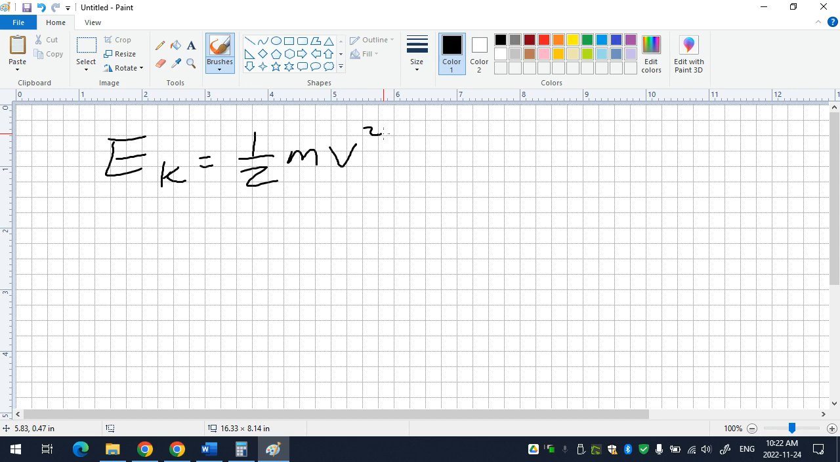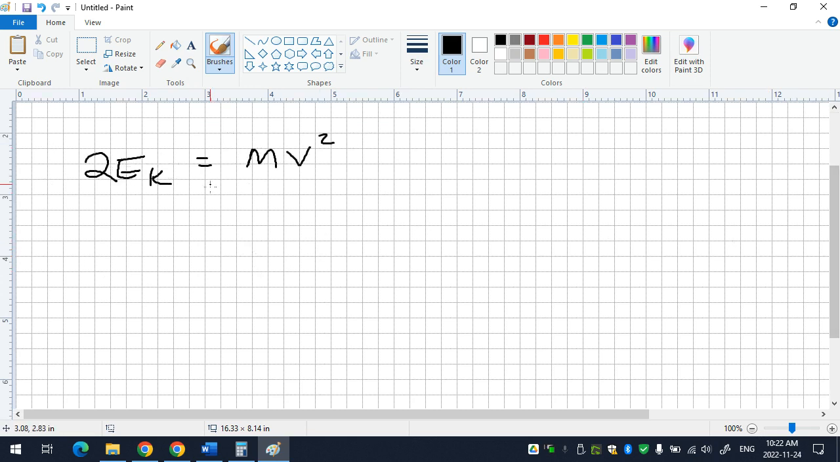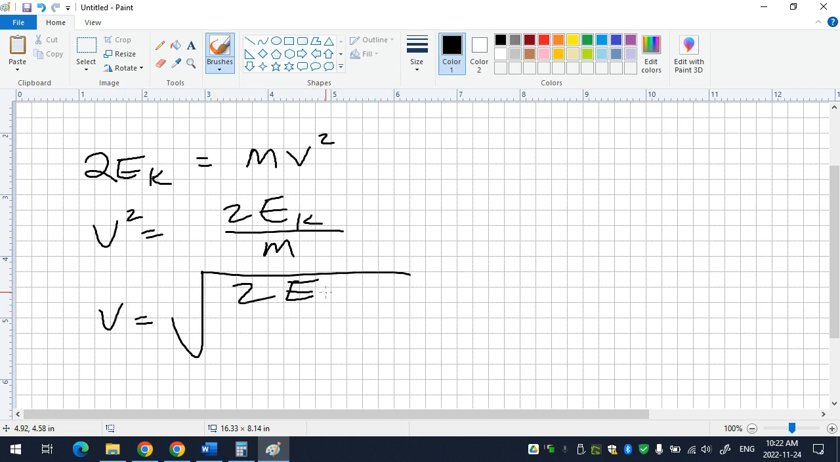Get rid of the half, multiply by 2. So this becomes 2EK equals mv squared. Then divide both sides by m, so you get v squared equals 2EK over m. And that's the final equation we're going to use right now. Boom.